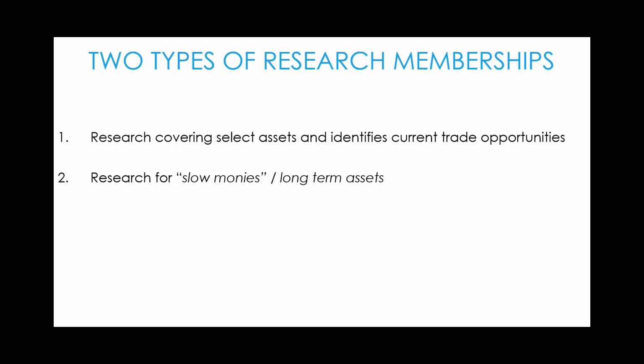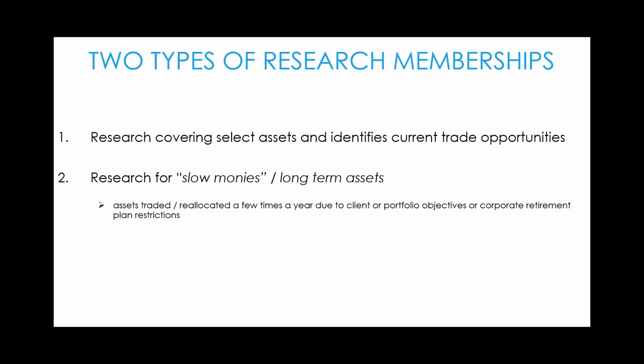Slow monies are just another way of terming long-term assets, assets that are traded or reallocated only a few times a year. Maybe that's because you're a financial advisor with clients whose money you're not going to move around often, hopefully limited to a few times a year. Or based on portfolio objectives, you may not want to be very active. Perhaps you have a corporate retirement plan that has restrictions on how many times you can move the assets. So this is more of an underweight, overweight service, if you will, where we apply this type of research.